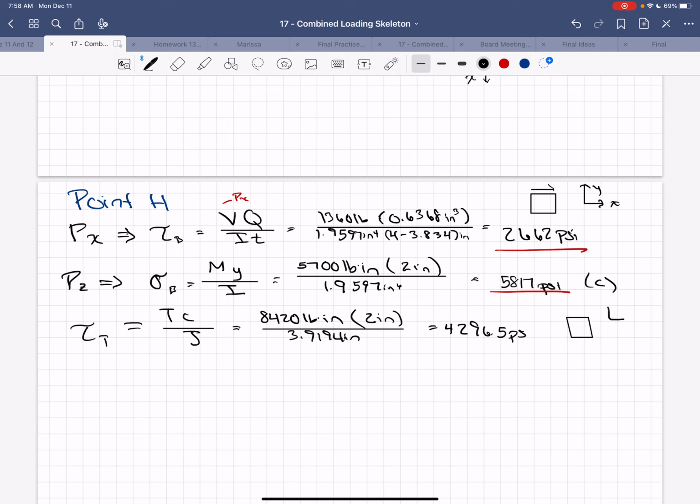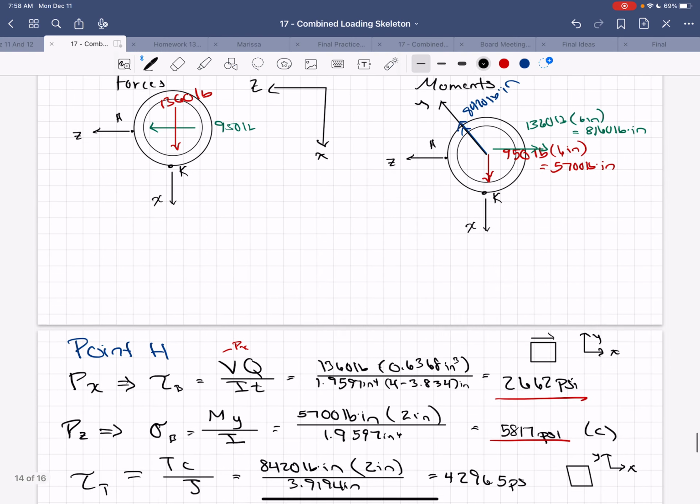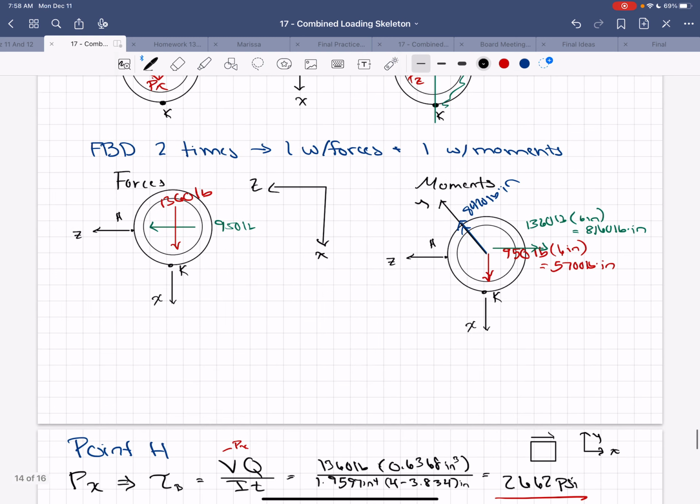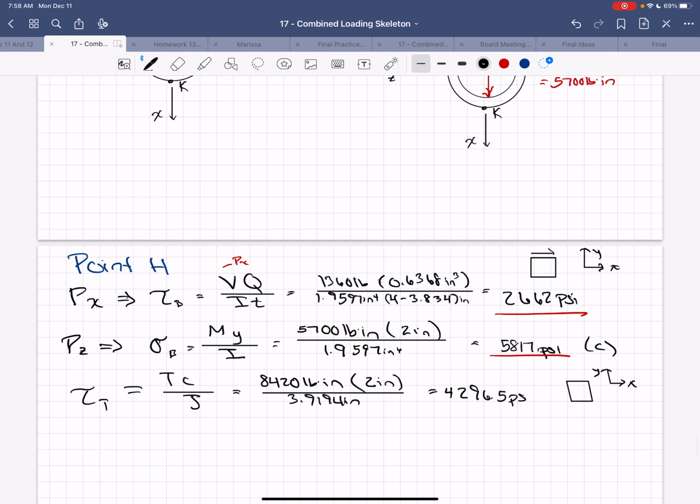And then we draw a stress block. It has the same coordinate system, X and Y. Torque is spinning around this way, making the shear stress on top of H go to the right. So these two shear stresses will add at H. And those are all the stresses at H.